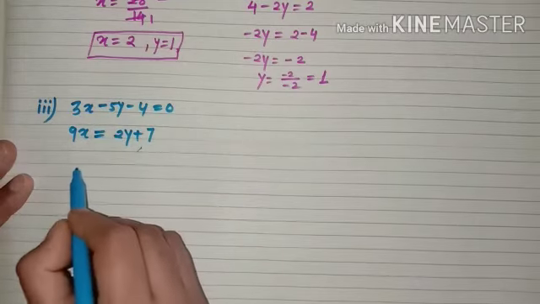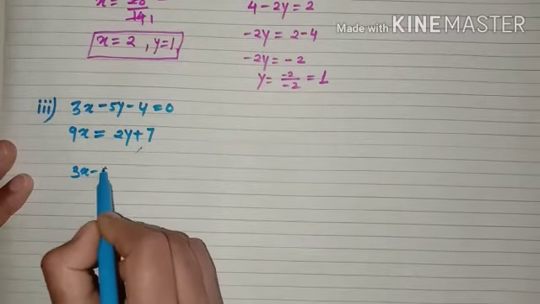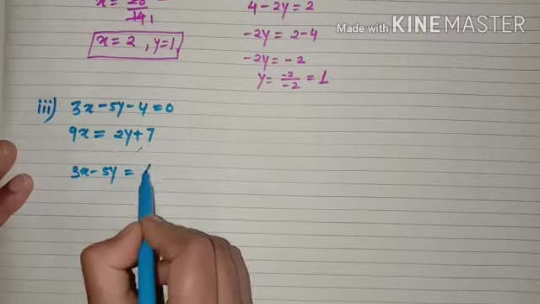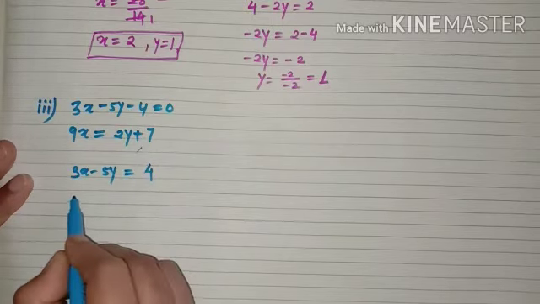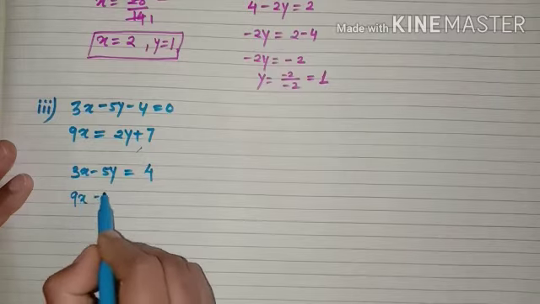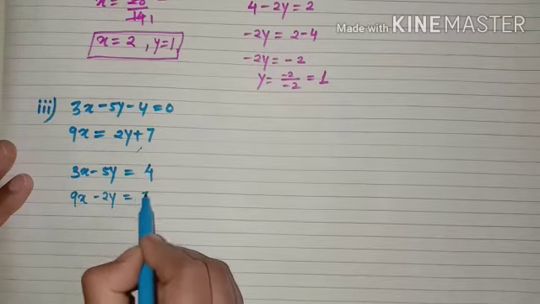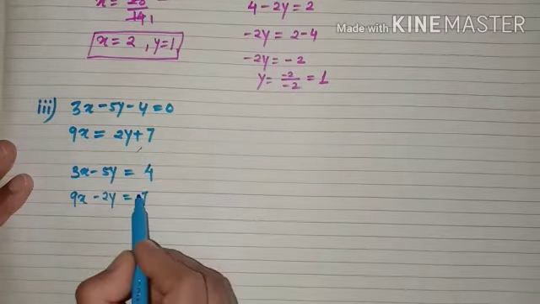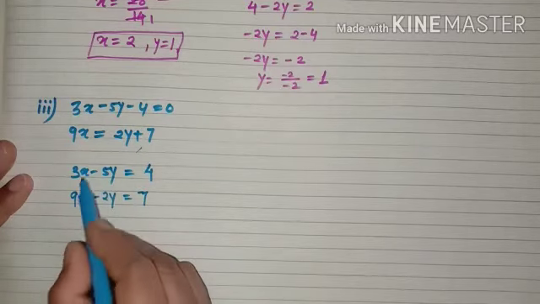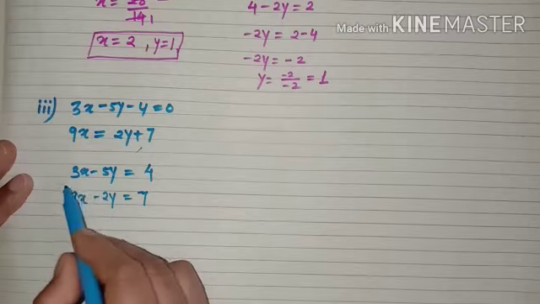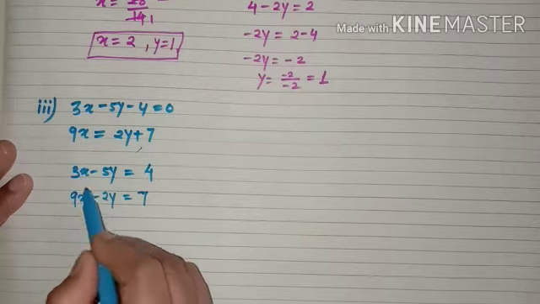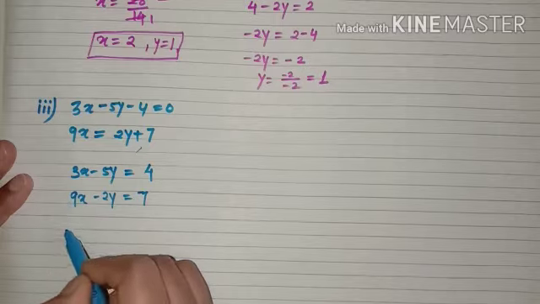The first equation will convert into 3x minus 5y equals 4. Minus 4 will convert into plus 4. 9x minus 2y equal 7. Now you have to think from which number you will multiply. As you can see here, student, in the first equation the coefficient of x is 3, and in the second equation the coefficient of x is 9.